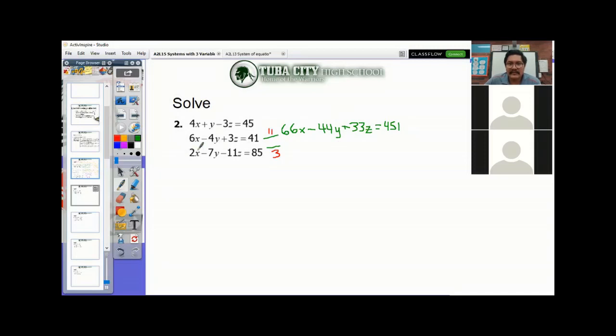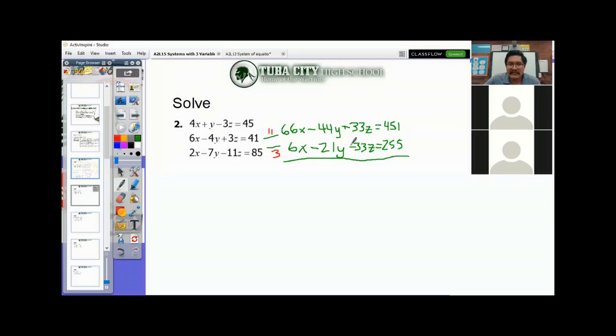So I'm going to go ahead and do this one with everything being tripled. So triple everything. 6x minus 21y minus 33z. And 85 times 3 is 255. So I'm going to put that right here. Okay. Now let's get that equation A.